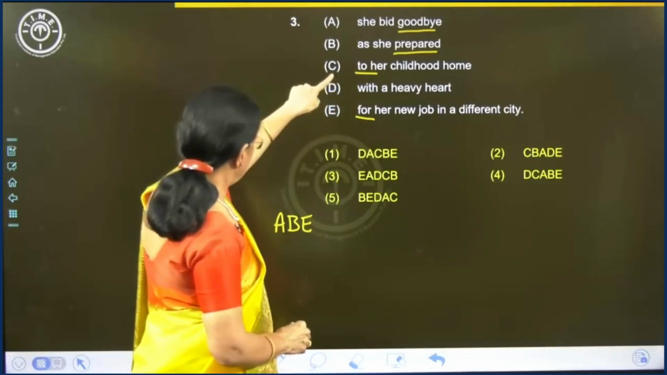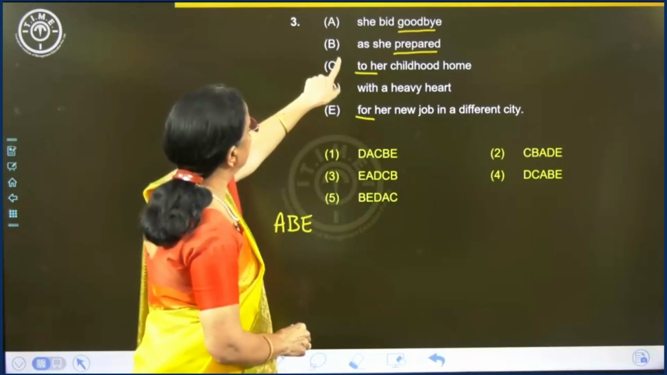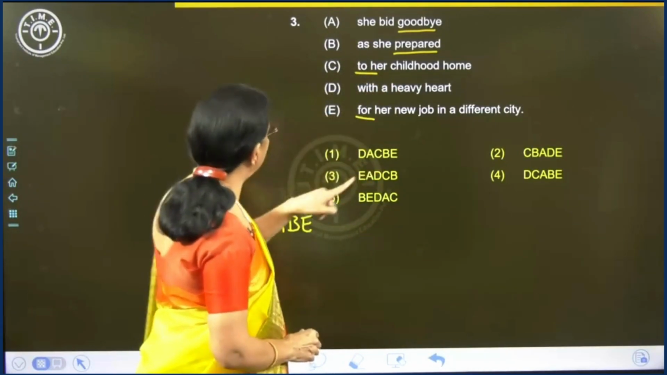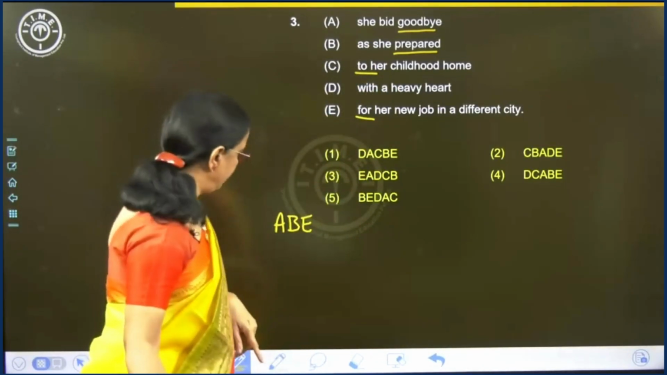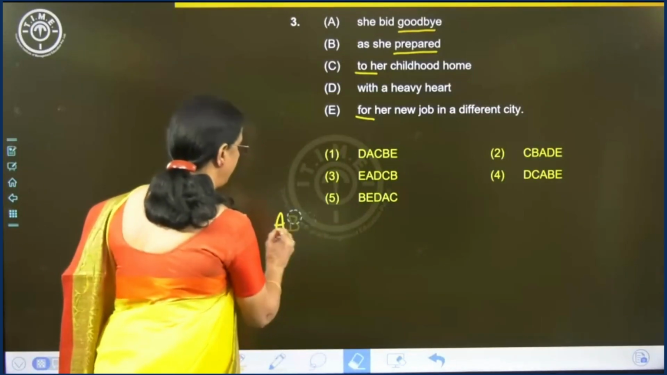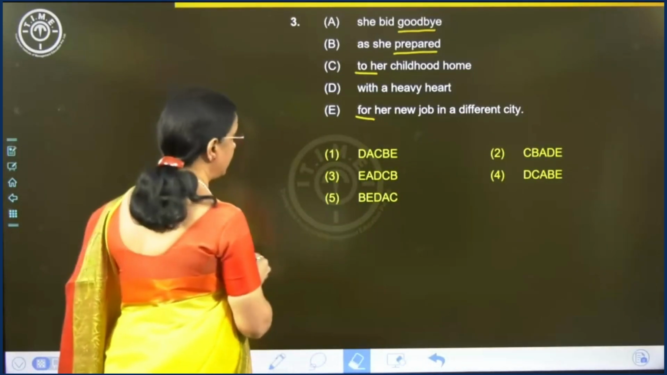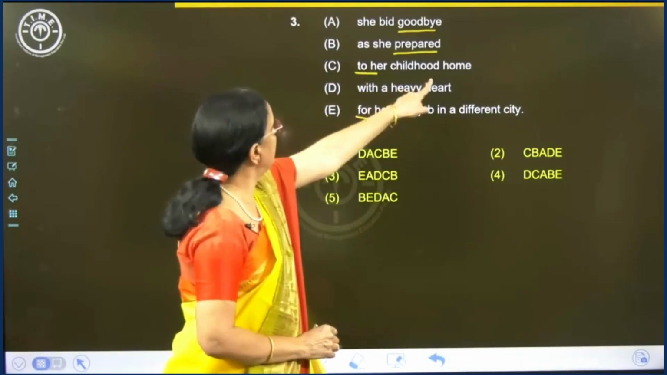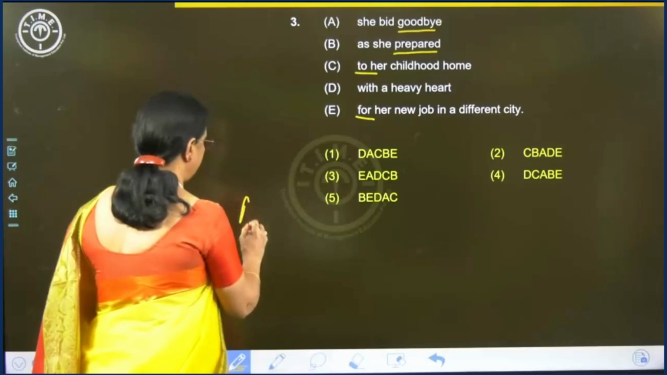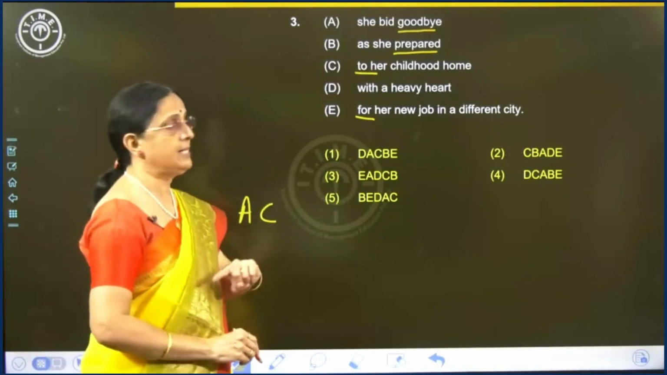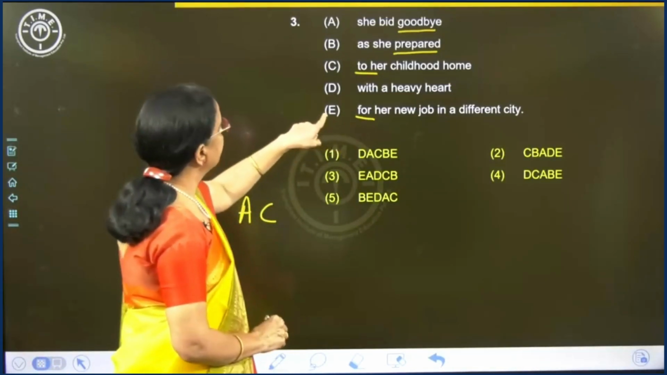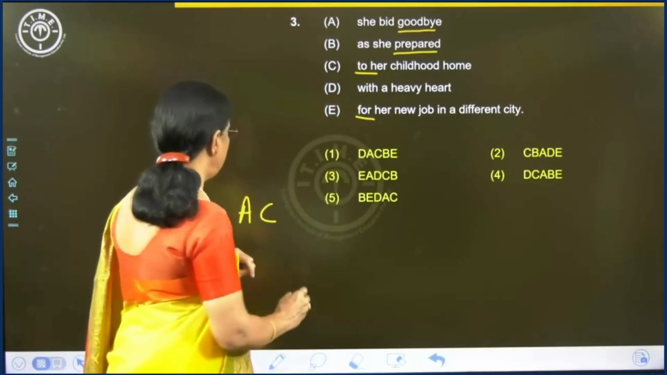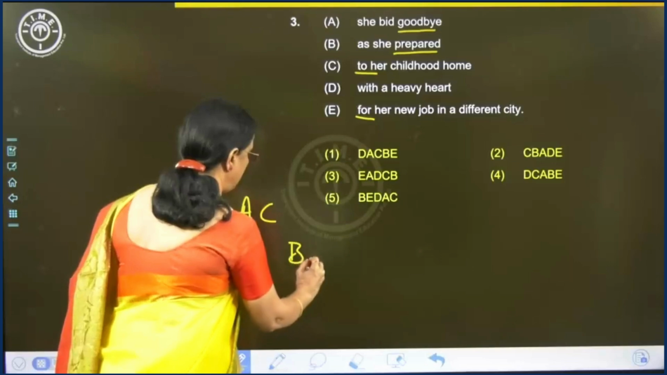ABE. Where is C? Goodbye. She bid goodbye to her. She bid goodbye to her childhood home. All right. I wrote it incorrectly. So, let me correct it. So, I'll come back. So, what did we write? She bid goodbye to her childhood home. AC. Instead of AC, I wrote AB. That's okay. Then, prepared for her new job in a different city. BE. All right. BE is one combination.